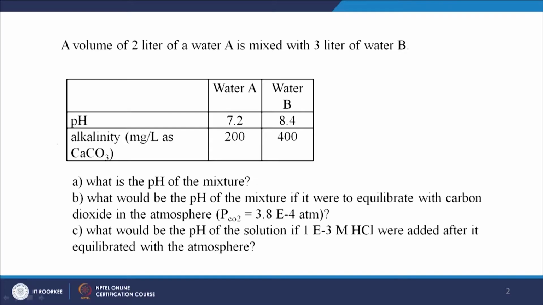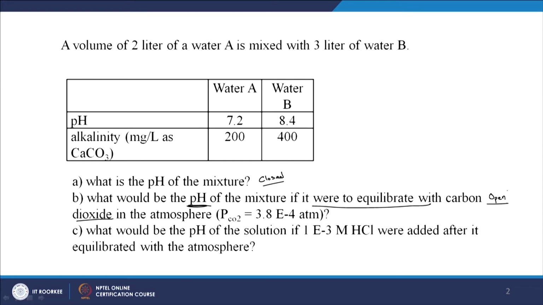Yes. So here we have two other parts of the same question, but at least the third one is a bit more complex. So let us try to see how we can go forward. Let us just look at this next part of the question. What would be the pH of the mixture if it were allowed to equilibrate with carbon dioxide in the atmosphere? So earlier, let us say this was a closed system, and now we are considering that it is an open system.